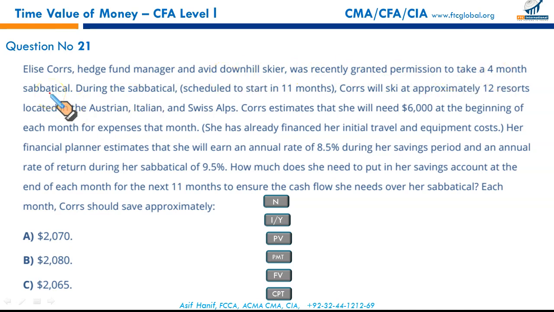sabbatical. Sabbatical, basically, is a period of paid leave for employees. They might go somewhere to just relax and have fun. So this person, Alice Kors, has been given permission for a sabbatical to enjoy some time off.